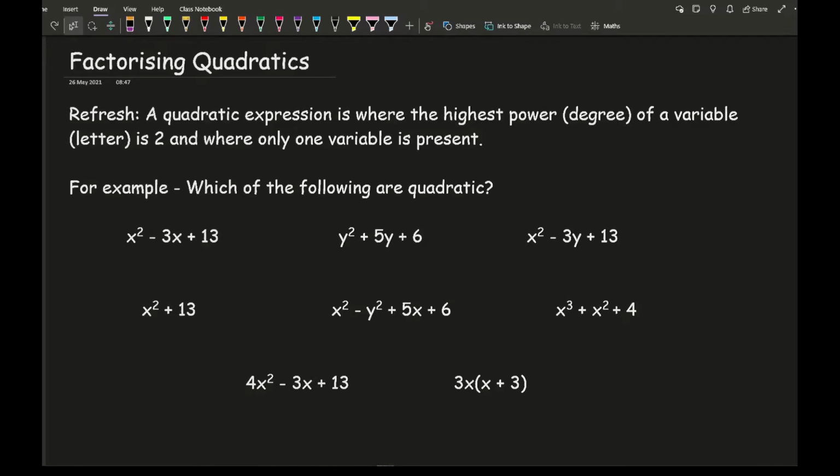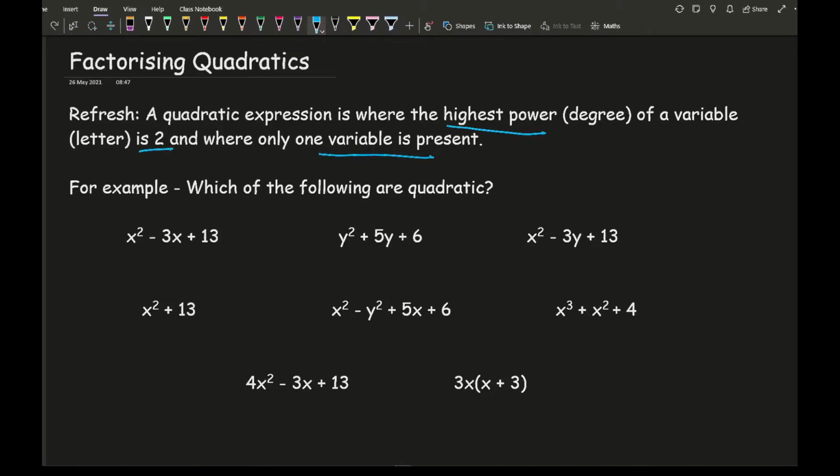Now, a quadratic expression is where the highest power or degree of a variable or letter is 2 and where you only have one variable present. So for example, here we've got 8 expressions and we want to work out which of these are quadratic expressions, making sure that they abide by these two rules. So the highest power is 2 and you've only got one letter.